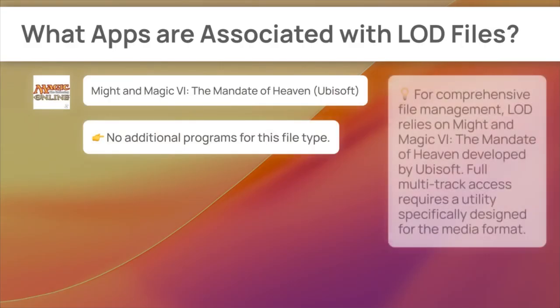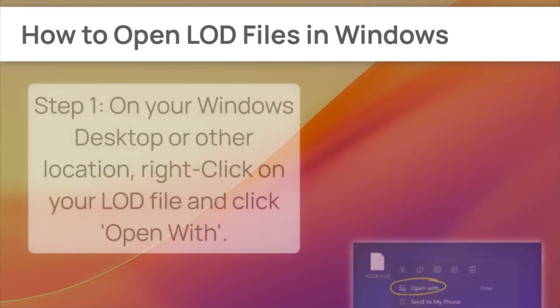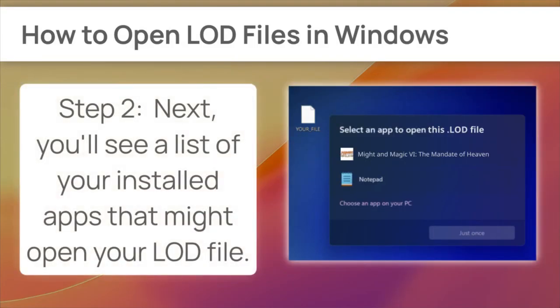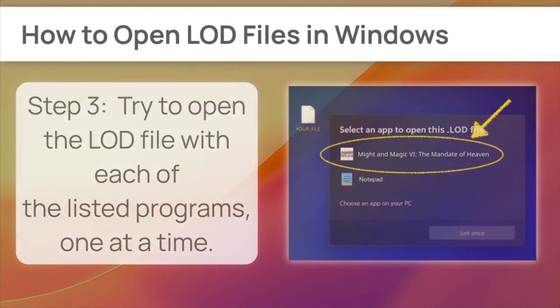Full multi-track access requires a utility specifically designed for the media format. Windows cannot preview game assets or data, so specialized tools are needed to work with them. Your first step in isolating the problem: right-click the LOD file and select Open With. If Might and Magic VI, the Mandate of Heaven is installed, use that. If not, try another option immediately.